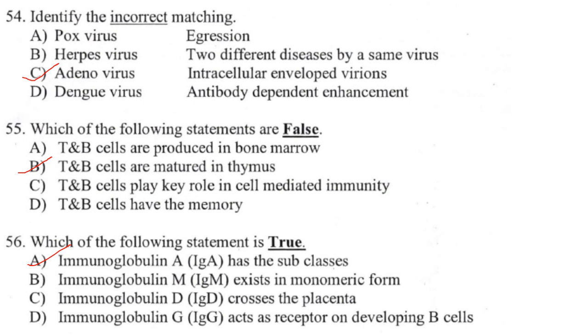Which of the following statement is true? Immunoglobulin A has the subclasses. Yes, it has IgA1 and IgA2 subclasses. So that itself is true. Immunoglobulin M exists in monomeric form. It is in pentameric form. Immunoglobulin D crosses the placenta. Not D, G crosses the placenta. Immunoglobulin G acts as a receptor for developing B cell. It is immunoglobulin M that acts as receptor on developing B cells. So only option A is correct.